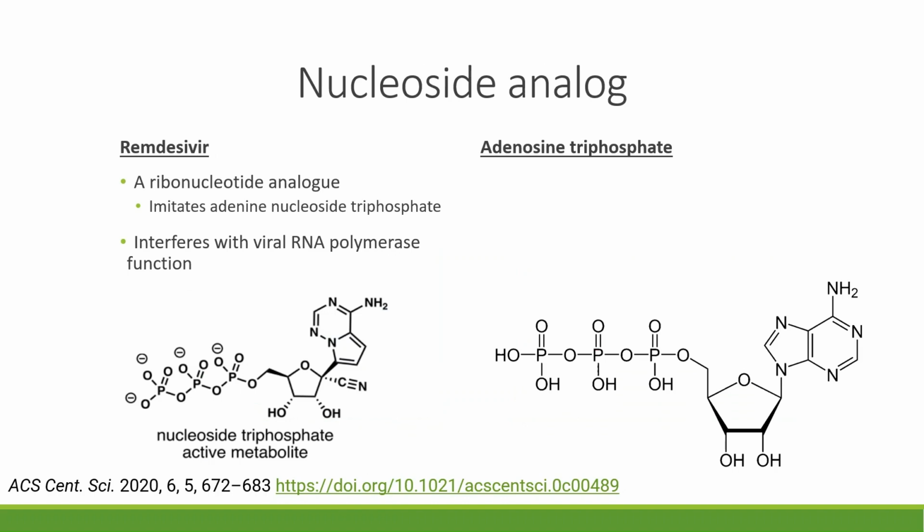Another thing we can do is create nucleoside analogs. So we have these two different components here. We have this medication called remdesivir, and this is a ribonucleotide analog. And what it does is it imitates adenine nucleoside triphosphate. And this particular nucleoside analog, it interferes with viral RNA polymerase function by mimicking this particular nucleotide adenine. See how it's very similar to the adenosine triphosphate shown on the right side.